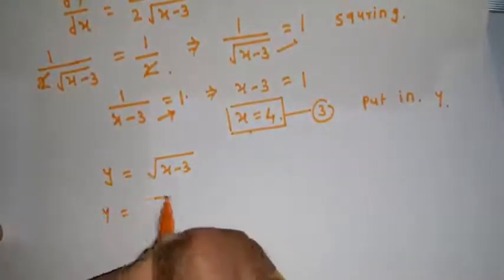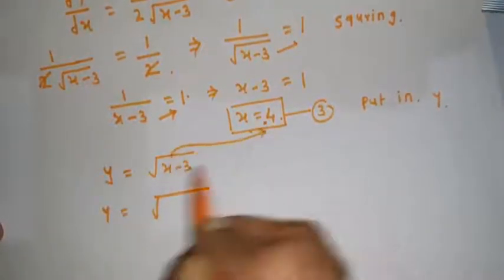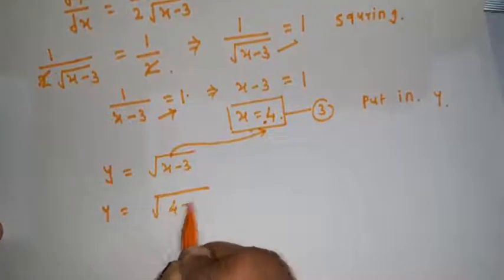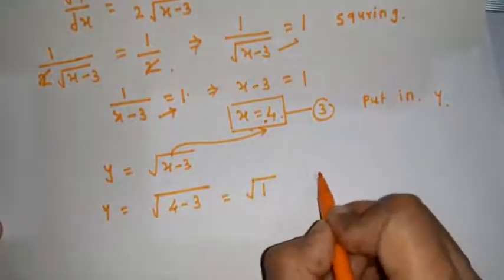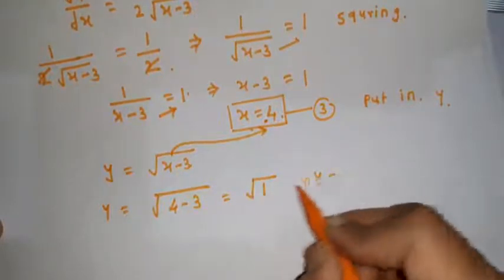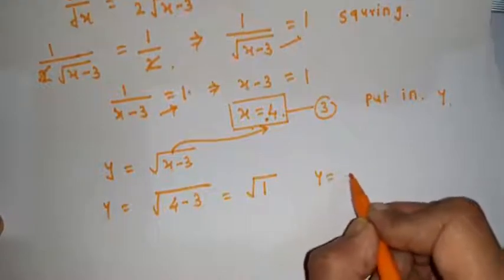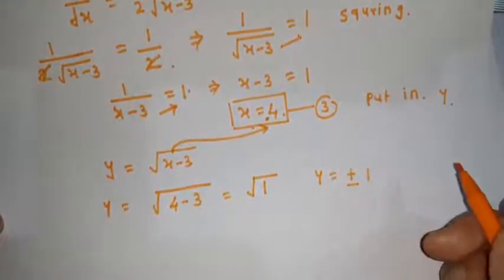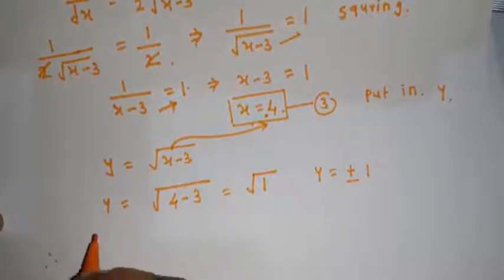y equal to square root of, what is the value of x? The value of x is 4, that is 4 minus 3, and that is equal to square root of 1. Hence y equal to square root of 1. Squaring on both sides, y square equal to 1, we will get y equal to plus or minus 1.